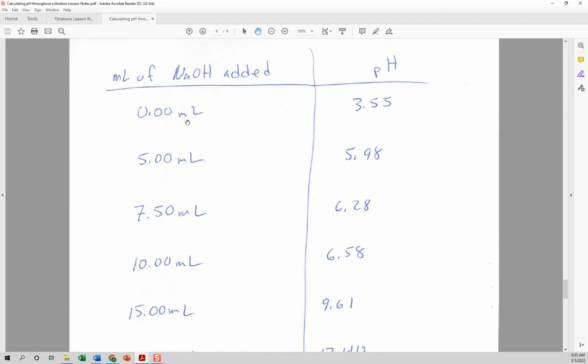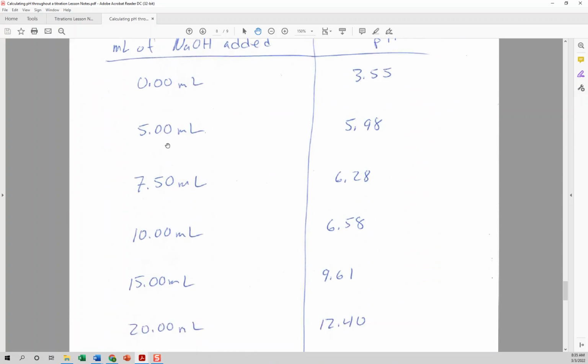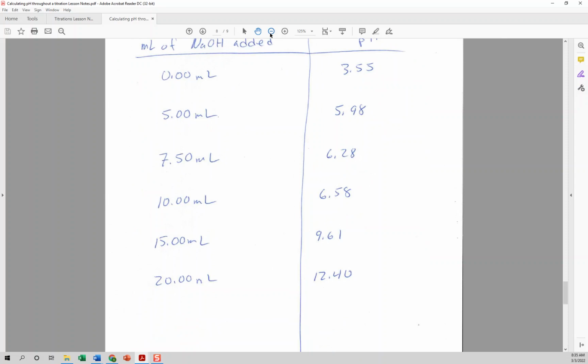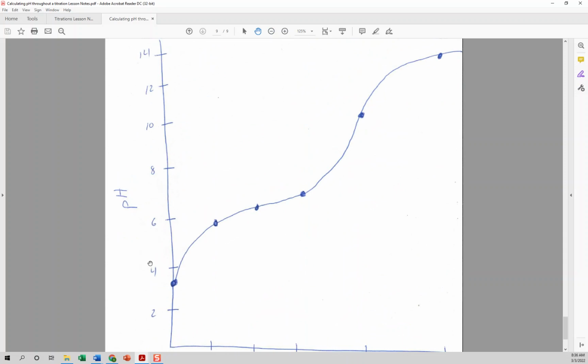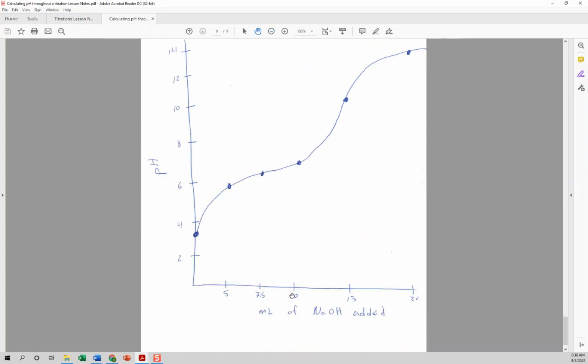here's kind of a chart, milliliters of NaOH added, and the pH in our flask. Okay? And then let's go ahead and make a pH titration curve out of that. So let's graph this, pH on the Y, and milliliters of NaOH added on the X, and we get our kind of titration curve here. So let me make it a little smaller so you can see it. Okay, again, I'm just sketching this.